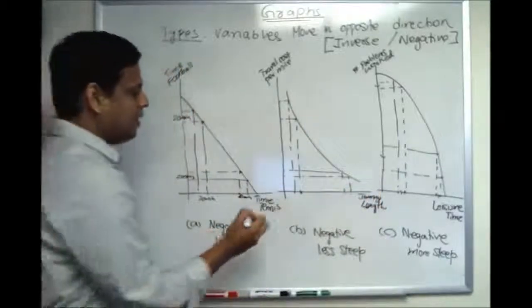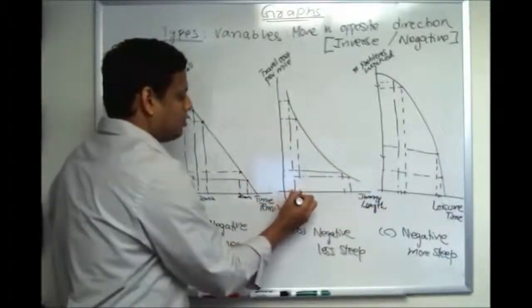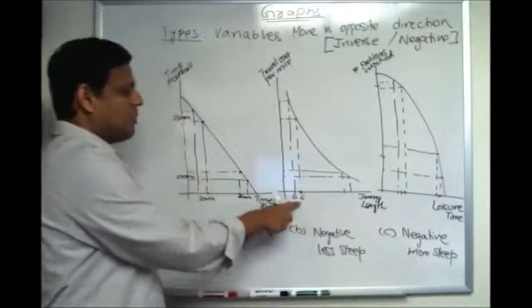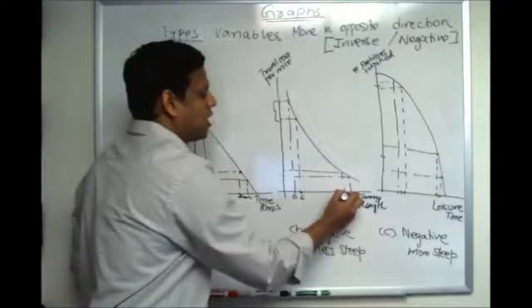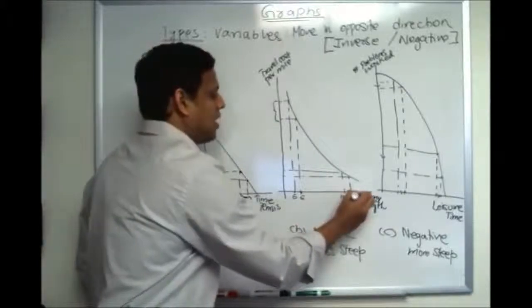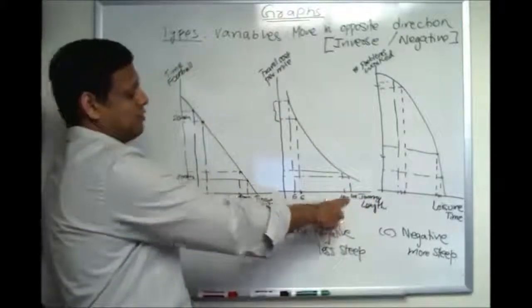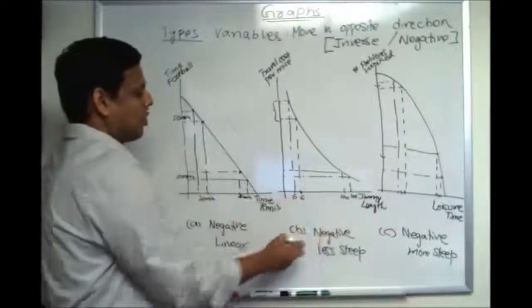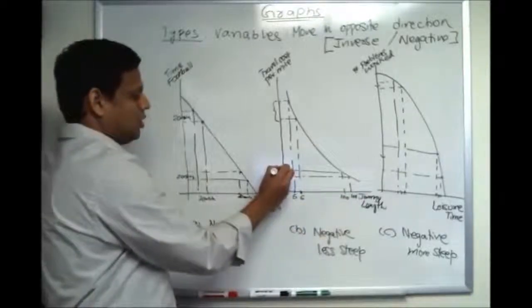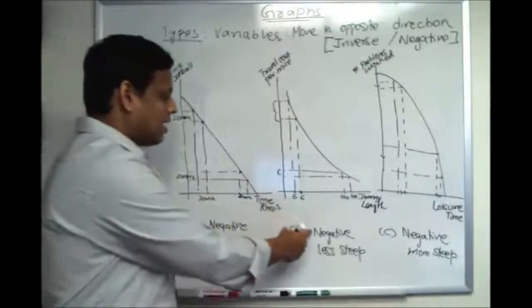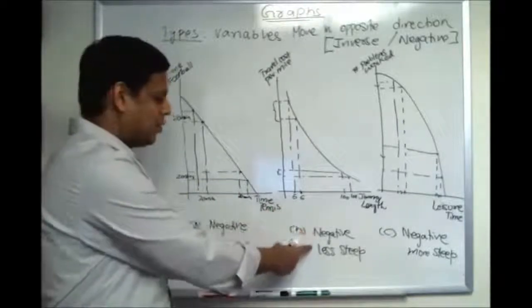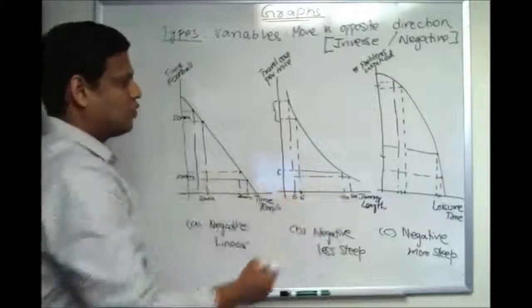And the idea being, when you cover an extra mile over here, the drop in cost will be significant compared to when you cover an extra mile at 100 miles. You have already covered 100 miles and you cover one more extra mile. The drop in the cost will not be as much. Okay, so there is a negative relationship, and the slope is less steep as you go downward.